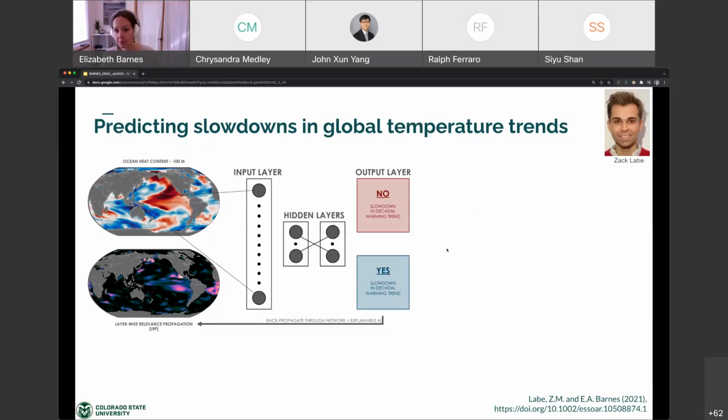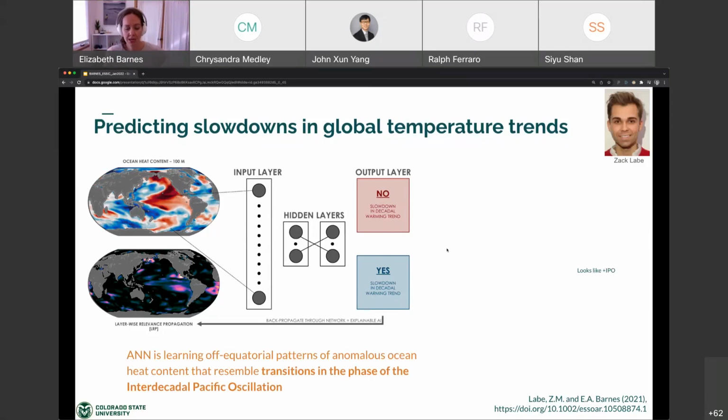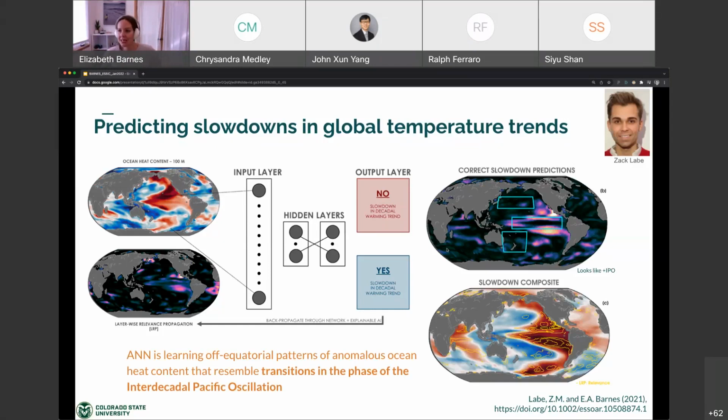Once that network is able to make that prediction, he then once again uses explainable AI to look back and ask where in the ocean heat content map did the network look in order to know that we would be undergoing a slowdown in global temperature trends. When he does this, he ends up with a plot that looks something like this. The top plot shows that LRP heat map. It's not looking everywhere on the globe at all. It's actually looking in the off-equatorial regions. And what ends up happening is we interpret this as the neural network is learning this anomalous ocean heat content that it turns out resembles transitions in the phase of the Interdecadal Pacific Oscillation, which is a well-known low-frequency mode of variability.